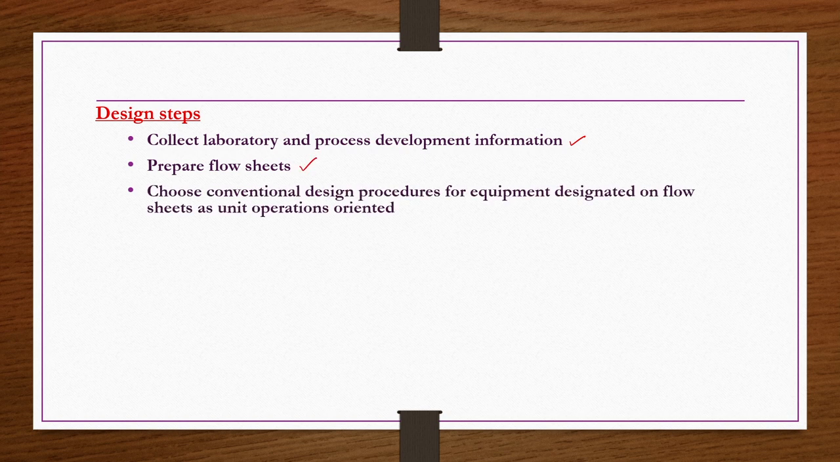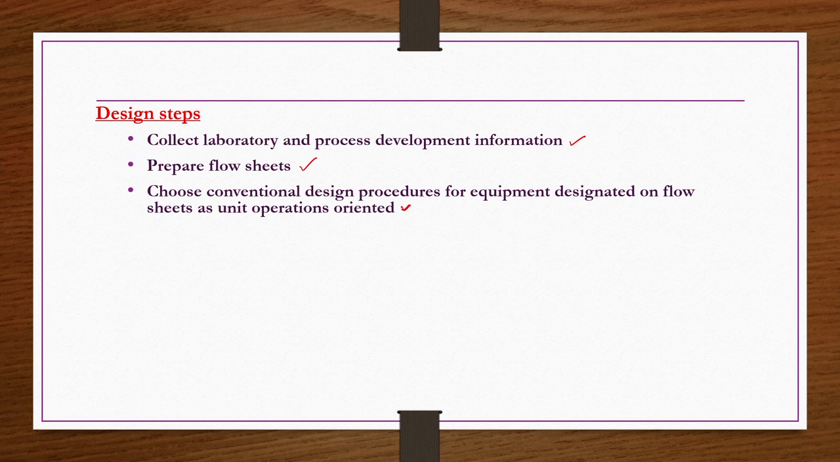Now, design steps. What are the steps that are involved in the design? It's a kind of summary of what we have discussed till now. So, in the design, what are the steps that you follow? Collect laboratory and process development information, then prepare flow sheets, choose conventional design procedures for equipment designated on flow sheets as unit operations oriented.